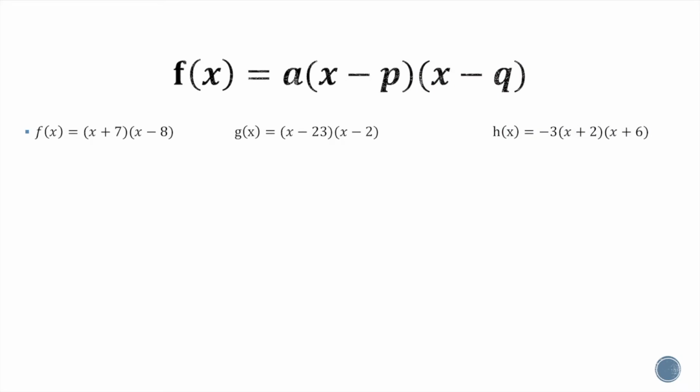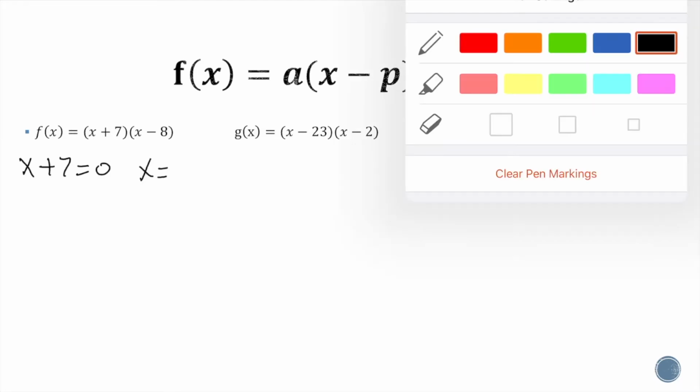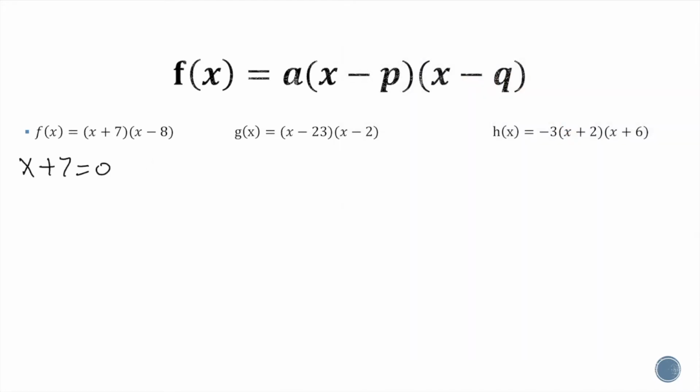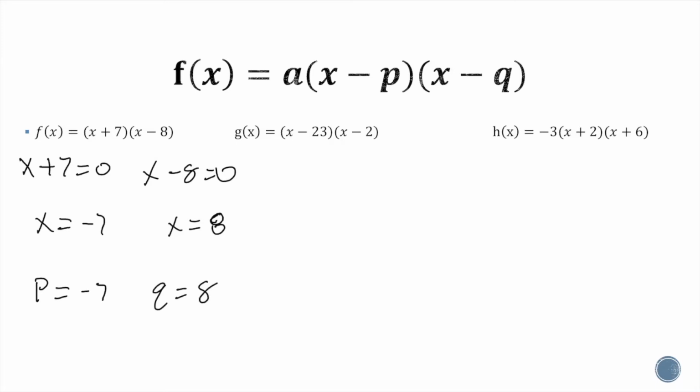Great. Now let's take a look and see how you did. I'm going to use the zero product property again. And then I'm going to get x is equal to -7, x is equal to 8. And so now you can say that p is equal to -7, q is equal to +8.